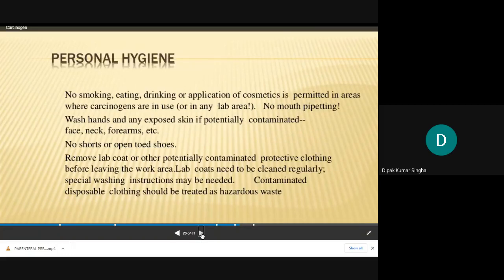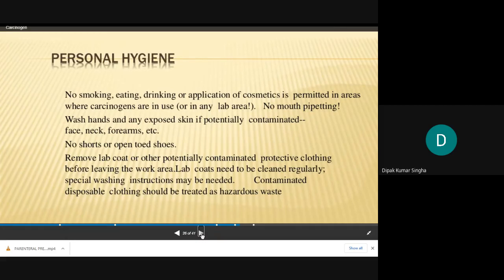Another is personal hygiene. If you maintain this personal hygiene, I think it will reduce cancer. No smoking, eating, drinking or application of cosmetics is permitted in the area. For example, some creams or foods whose colors are very carcinogenic, you can avoid these. I think then there will be no problems or chances of cancer.